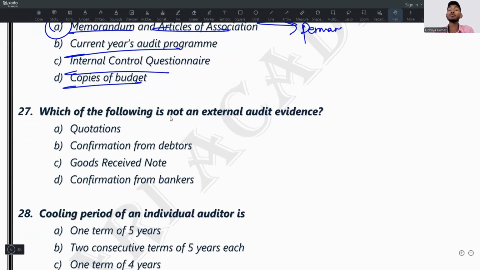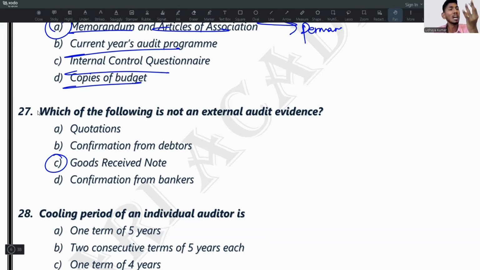Next question: which of the following is not an external audit evidence? The right answer is goods received note. You might ask, sir, what is the reason behind selecting the goods received note? GRN, the goods received note, is an internal document that records the receipt of goods by the company's warehouse or department. It is generated and maintained within the organization, so it is said to be internal audit evidence.